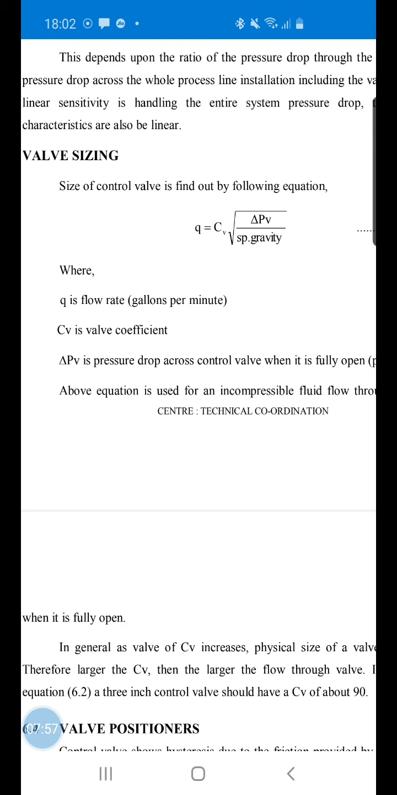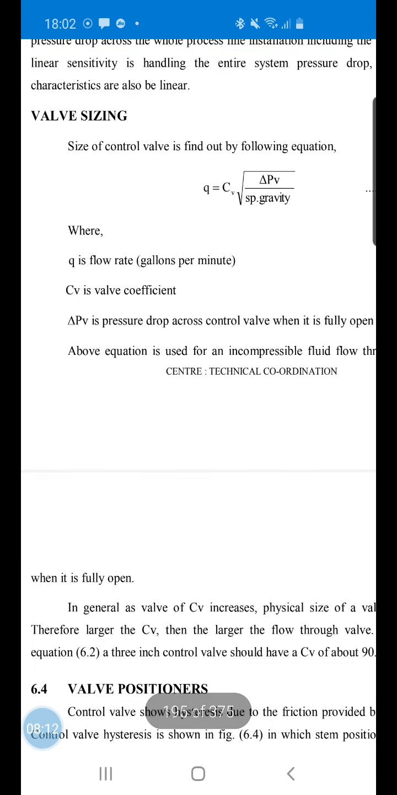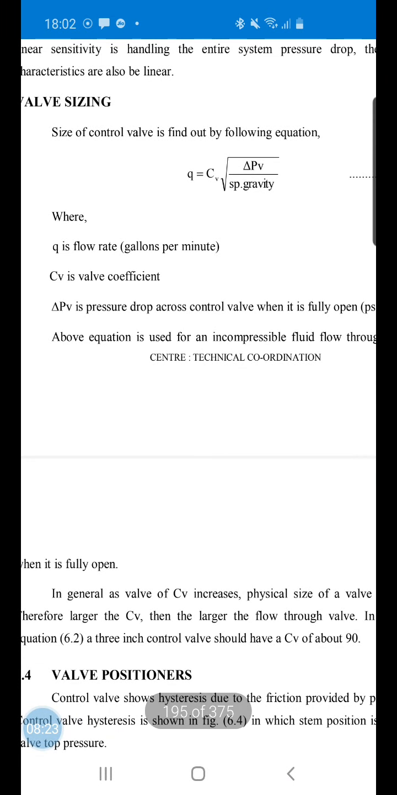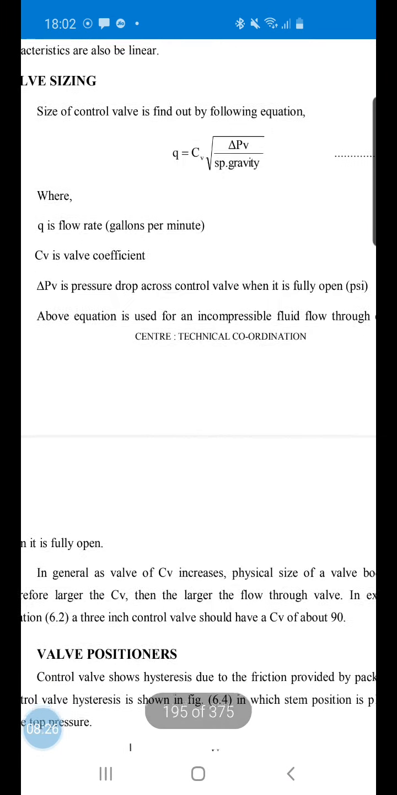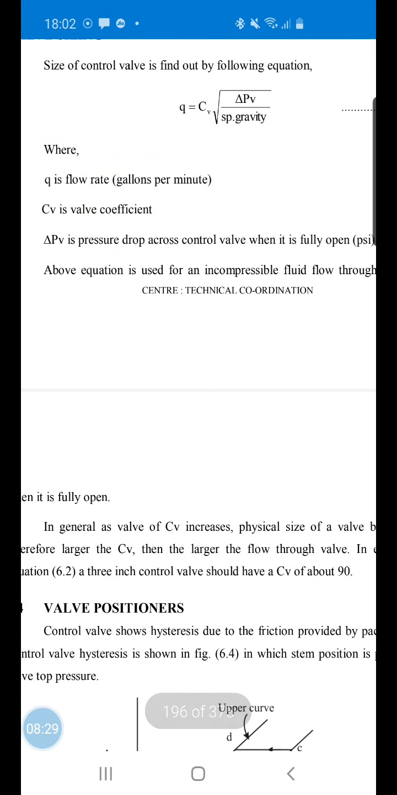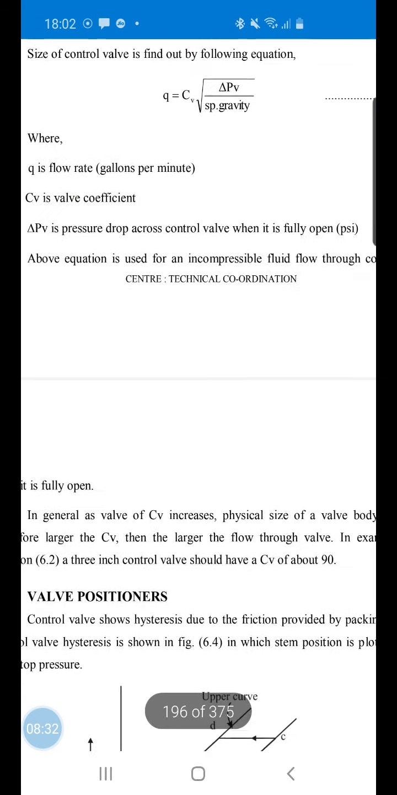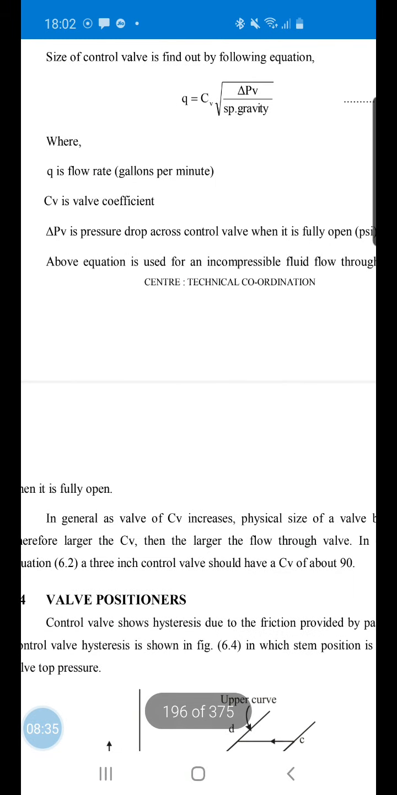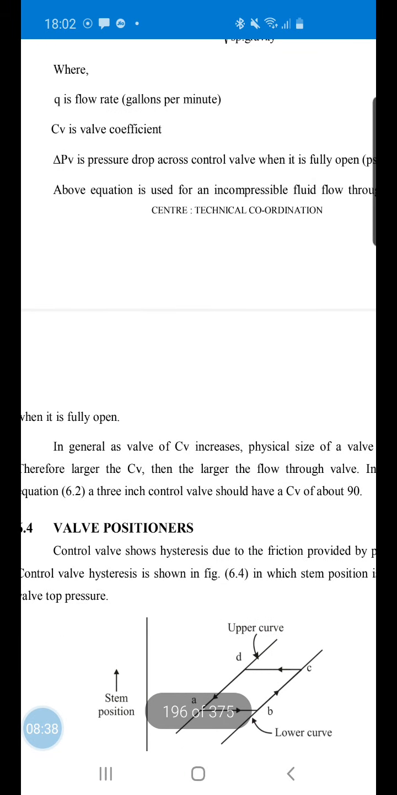If you want to calculate the valve size, there is a simple equation used to find the size of the control valve in terms of its capacity. Q is equal to Cv into the square root of delta Pv upon specific gravity, where Q is the flow rate, which is given in gallons per minute. Cv is the valve coefficient. Delta Pv is the pressure drop across the control valve when it is fully open, and that value is in psi. So the above equation is used to calculate the size of the valve by knowing its flow rate.